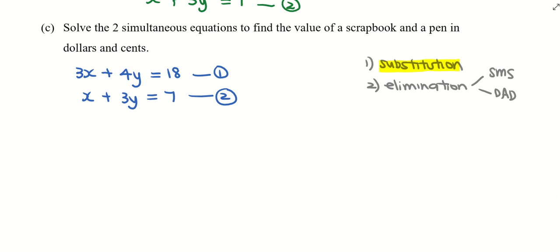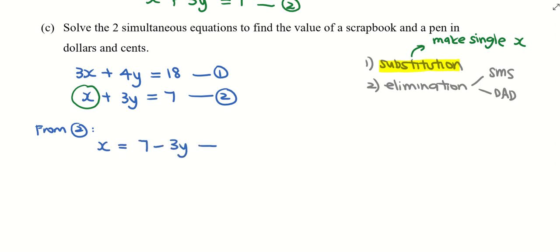Okay, for substitution, first of all, you need to make single something. For example, single x or single y. In my two equations, do you notice that there's a single x? So let's make single x, meaning from equation 2, I will make x the subject. X equals 7 minus 3y. I will name this as third equation. So what am I going to do then? I'm going to start substitution.